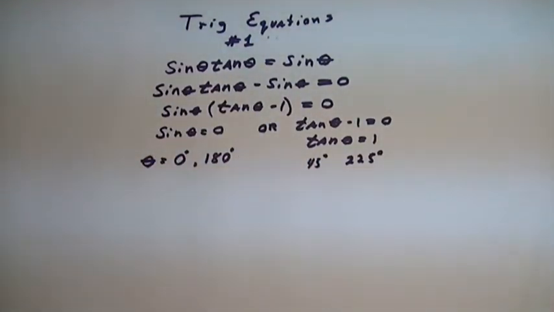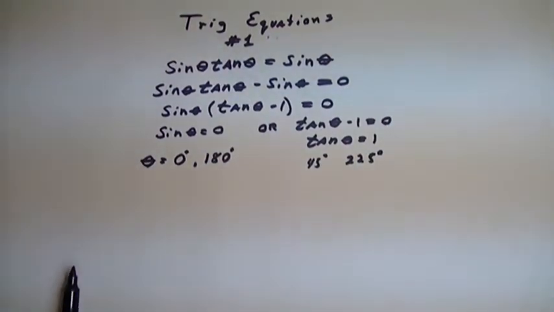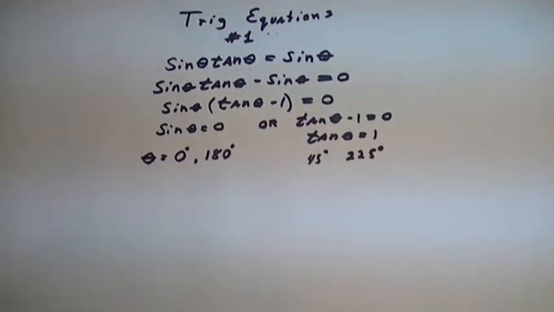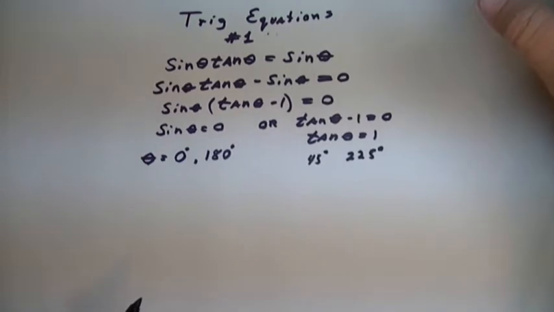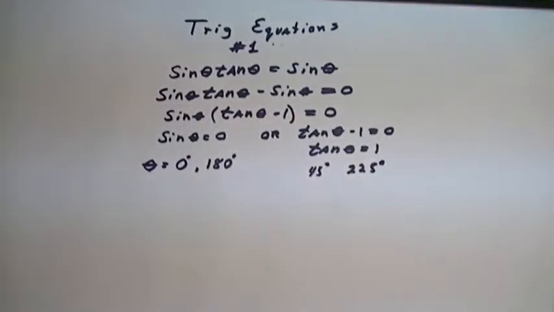So you want to avoid dividing out by a variable whenever you can, just for that reason. The other thing we want to talk about is that these are the solutions within a range of 0 to 360. If we wanted to continue on, we certainly would find more and more solutions that would just occur over and over again. There are ways to write those. We'll do that in another video.